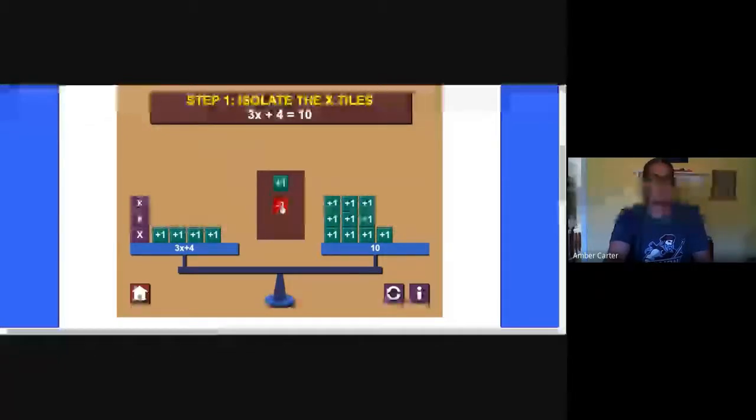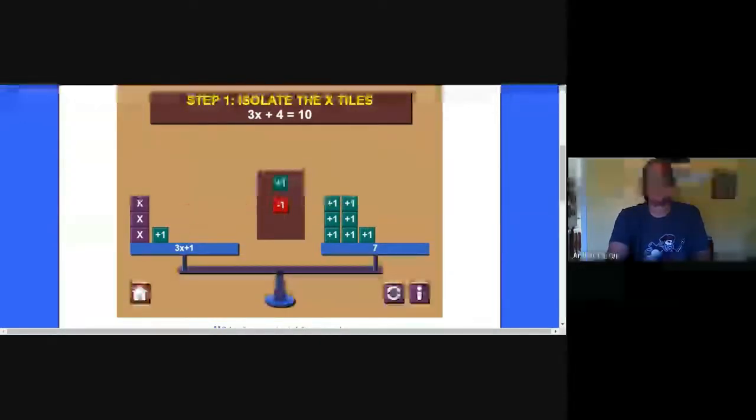It's neat the way that it's going to show us how to do it. They're going to disappear for us there, right? Click on it again, the next one's going to disappear, and again, do that one more time. So we now have just 3 x's on this side, and we have 6 on this side.